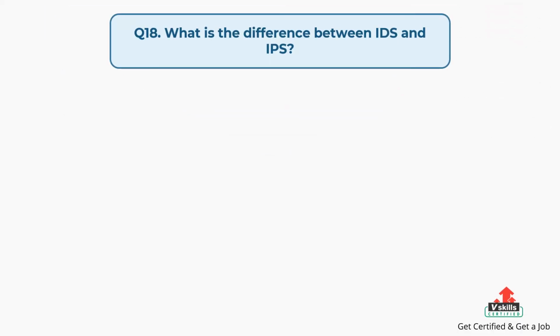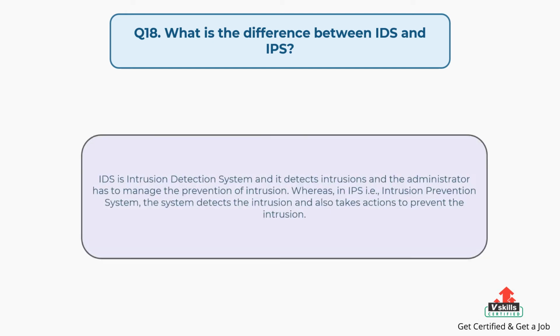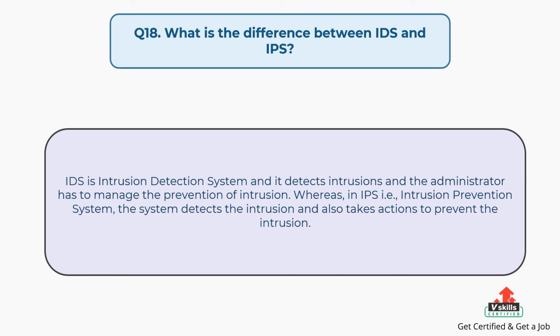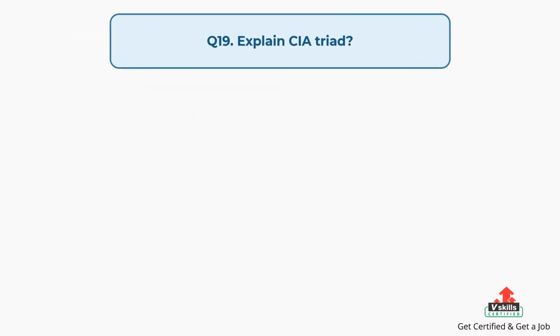Question number 18. What is the difference between IDS and IPS? The answer is: IDS is intrusion detection system, and it detects intrusions and the administrator has to manage the prevention of intrusion. Whereas, in IPS, that is, intrusion prevention system, the system detects the intrusion and also takes actions to prevent the intrusion.